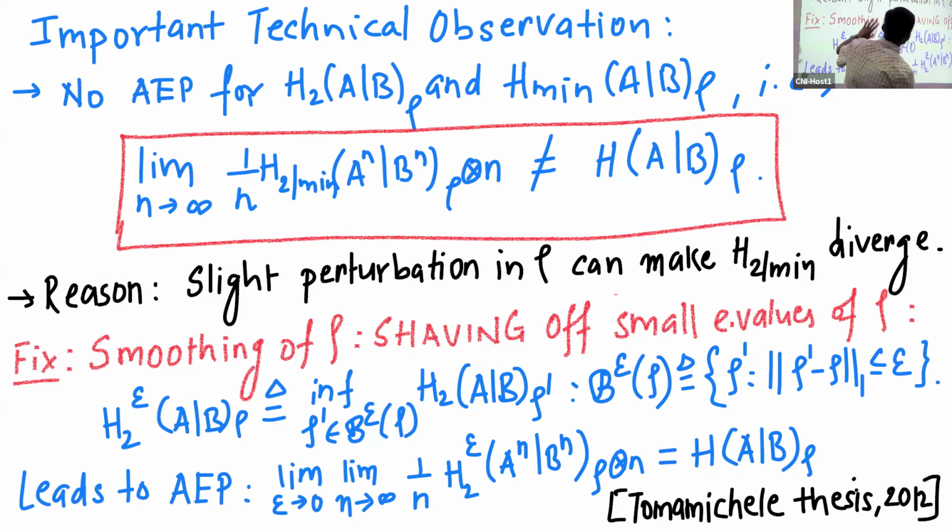Okay, is this clear so far? The only thing that I have hidden so far is why it is that if I perturb rho to rho prime, this particular quantity evaluated with respect to rho prime does not diverge. But this is a technical thing that we can assume for now.